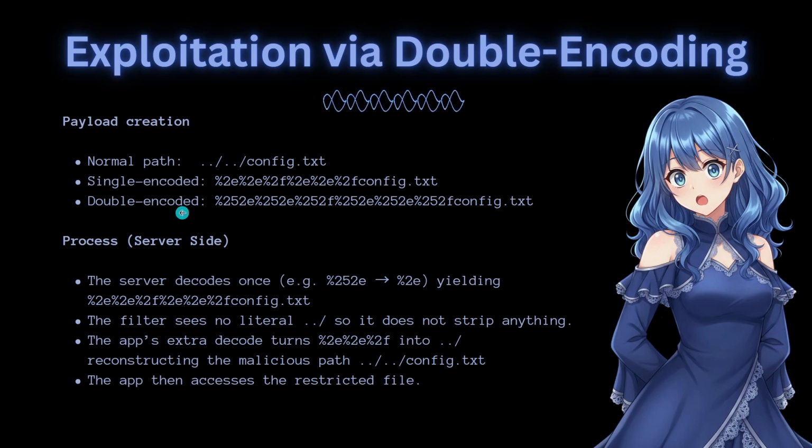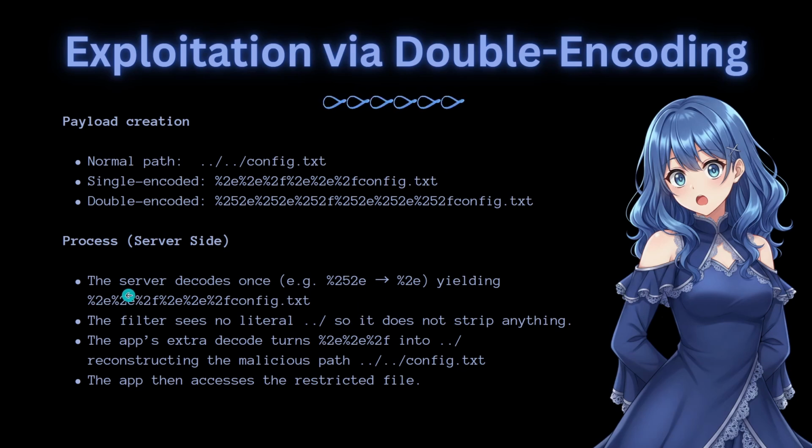Now, what is double encoding? Double encoded means that this payload is again encoded using the particular format, and this is the output that you receive. Now, what is the process that happens at the server side? So this is the client side format. But what will happen when this kind of encoded string reaches the server?